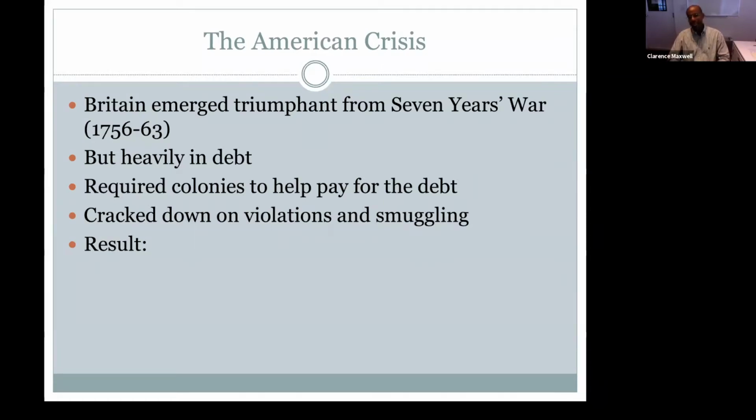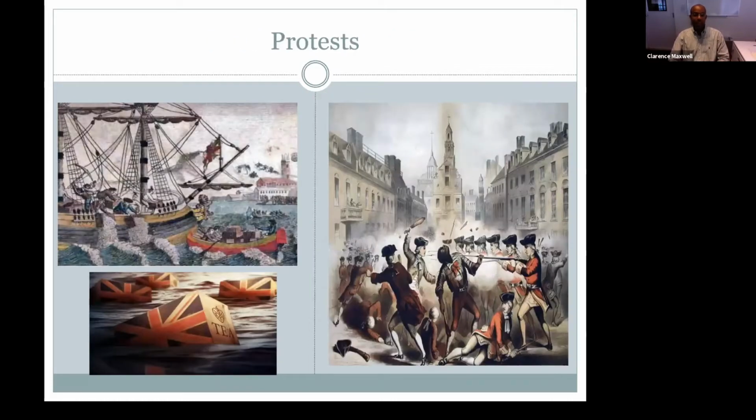Up to this point, a lot of corruption allowed people not to have to pay. It is significant that the man who would sign the Declaration of Independence with the biggest signature had earlier been arrested for smuggling. And that's the point. That was at the root of all of this: the need to pay down the debt, and the crackdown on violations. And we all know the result.